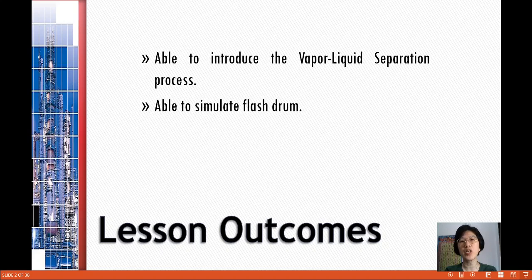And upon the completion of this session, you should be able to introduce the vapor liquid separation process and able to simulate a flash drum.